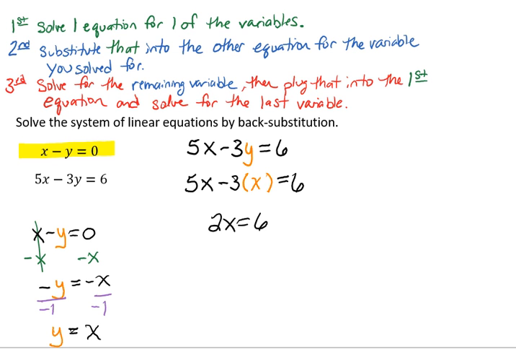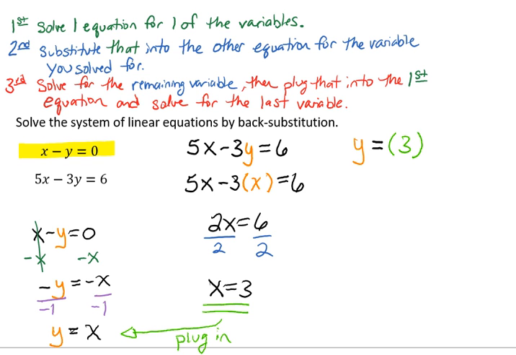So I'm going to solve for this last variable. I'm going to divide both sides by 2, and that gives me x equals 3. Well, I'm going to take that and plug it back into my first equation so I can see what y equals. So I plug it in, y equals 3. So y equals 3.